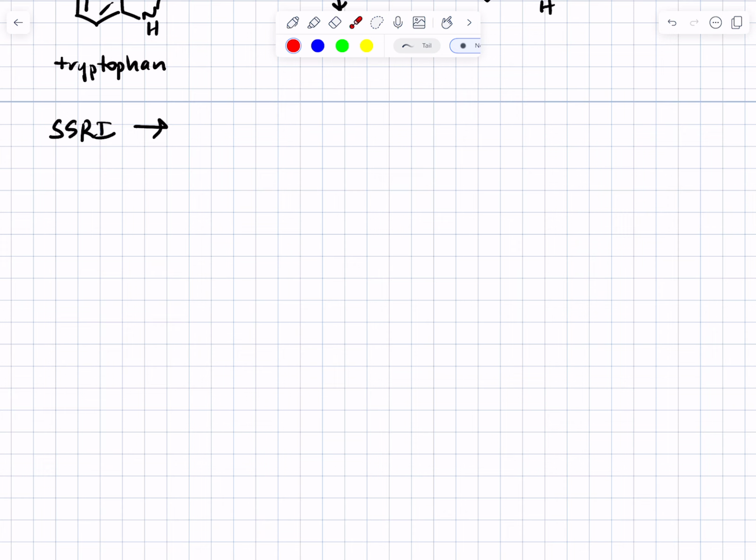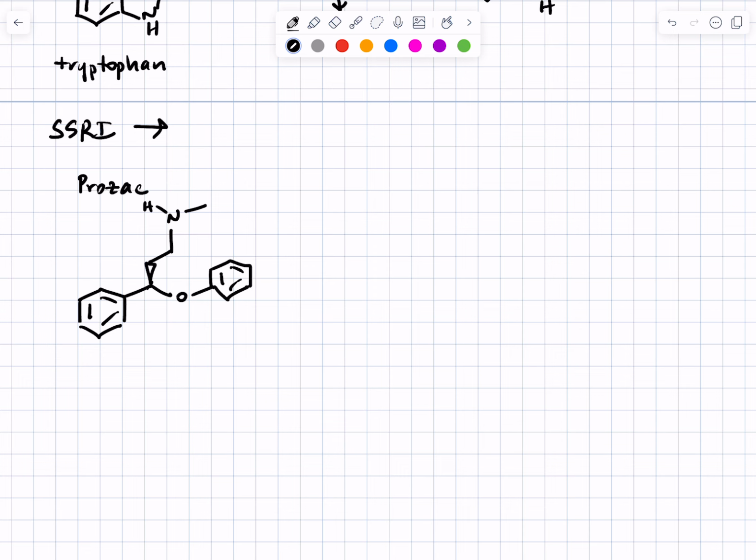So I'll just draw a couple of them for you. These aren't really to memorize, but just to see the structures. One of the more famous ones is called Prozac. This has a benzene ring. The adjacent carbon has a stereo center, and there's an amine with a methyl group on it. That's not really an ethylamine, that's 3 carbons, propyl. And then there's an oxygen, another benzene ring, and over here a trifluoromethyl group.